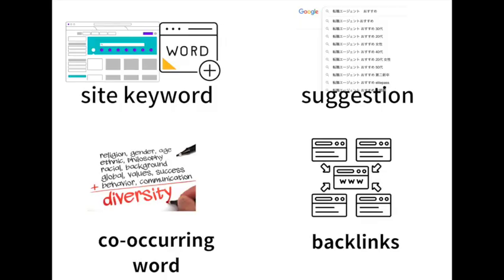There is some vocabulary you need to understand before you can learn how to optimize SEO: tags, site keywords, suggestions, co-occurring words, backlinks, and outgoing links. Let's take a look at them one by one.